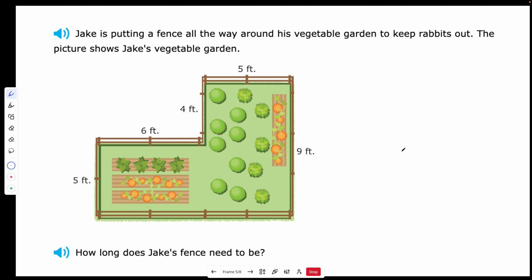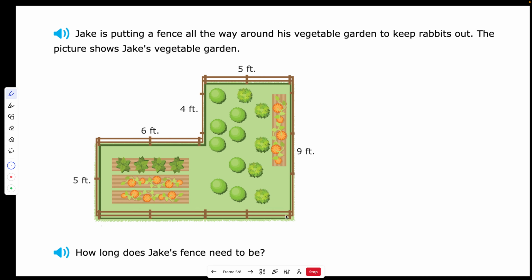Now for this one, it says Jake is putting a fence all the way around his vegetable garden to keep rabbits out. The picture shows Jake's vegetable garden. And it says, how long does Jake's fence need to be? So here we're not talking about area, right? We're talking about perimeter. And there is a side, specifically this side right here, that we do not know.